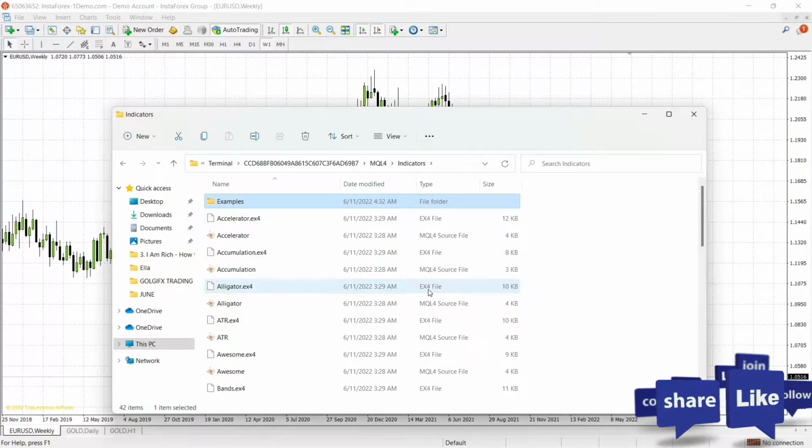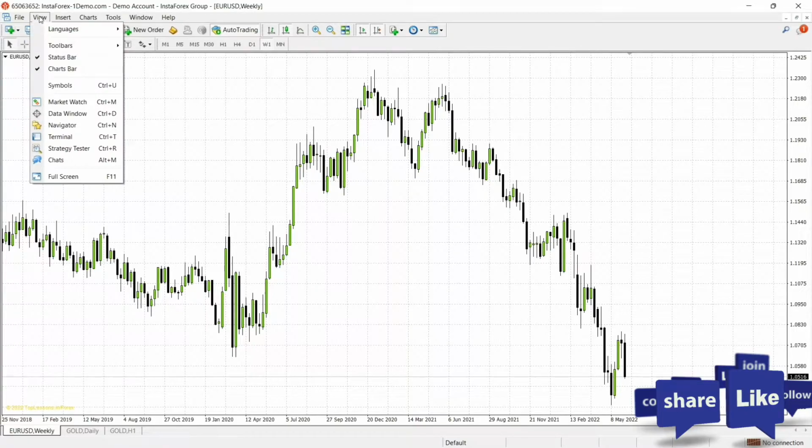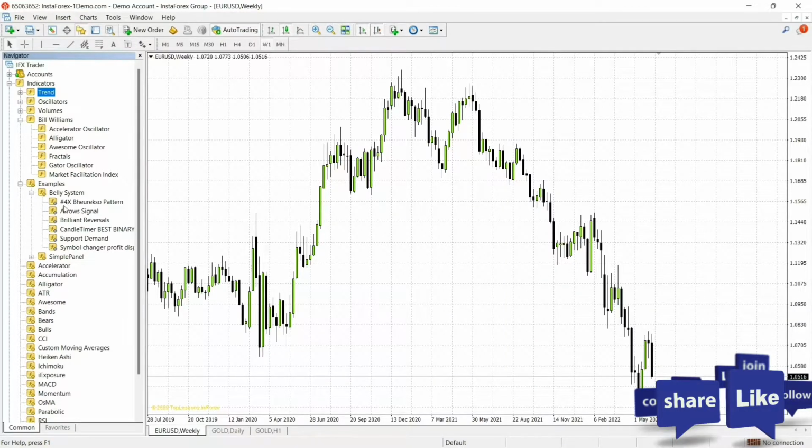MT5 platform. So I'll close this, and then if you have been able to add this indicator to your MT4 or MT5 files, you can click here on View, Navigator, and then when you come to Indicators, you can right click here and refresh, and you'll see that your Bellie System indicator will pop up here. So these are some of the indicators that you can see in the Bellie System, and I'll be explaining them to you one by one so that you'll be able to understand them when using them.